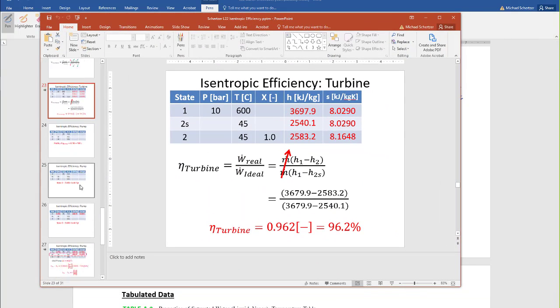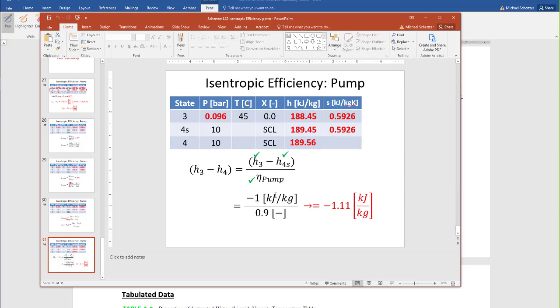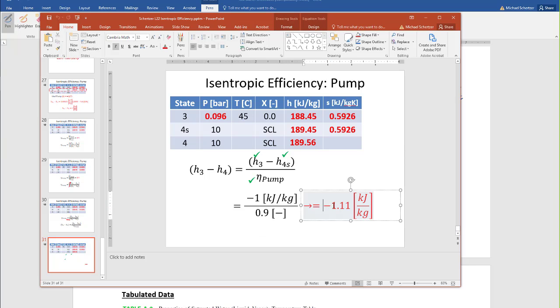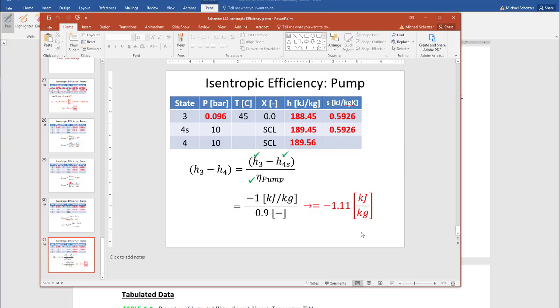I could still fat finger it on my calculator. Like I've said, I'm really pretty good at that. But here I can see that the difference that I got for this real pump was just over 1 kilojoule per kilogram. So this was 1.11 kilojoules per kilogram difference across the real pump, but it was only 1 kilojoule per kilogram difference across the ideal pump. So it's a little bit different, right? And that real pump has to consume a little bit more power because it's got to overcome all those irreversibilities, things like friction in the system.